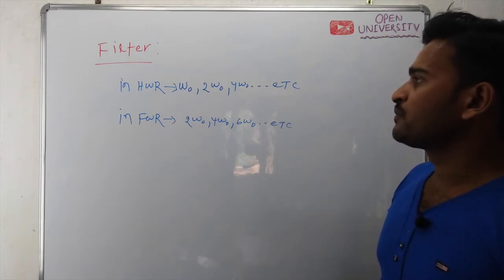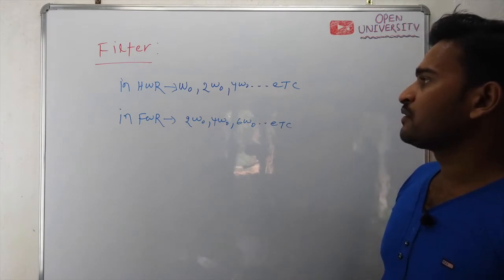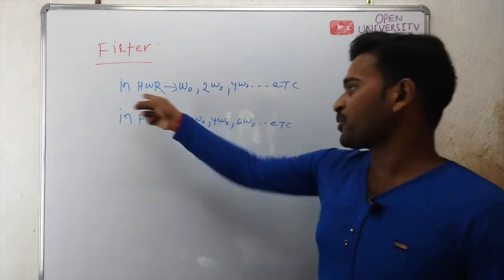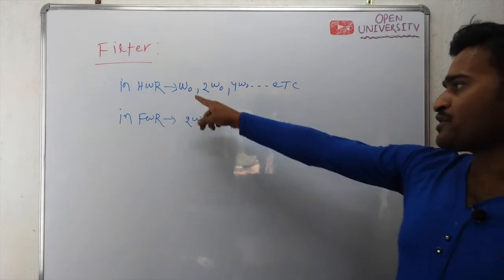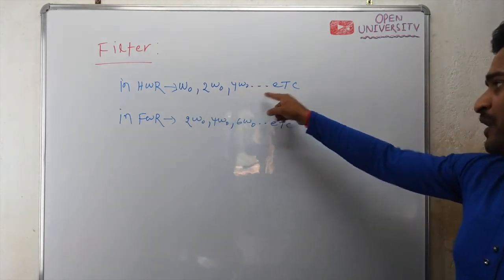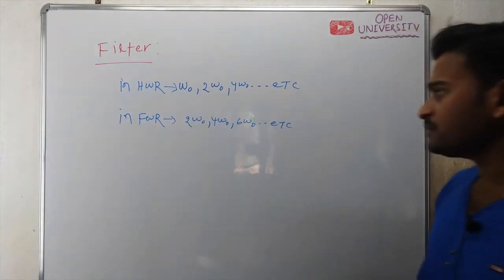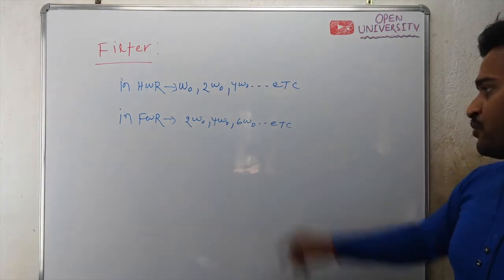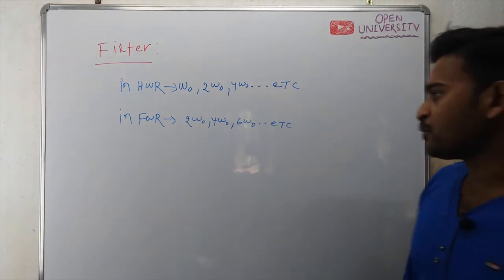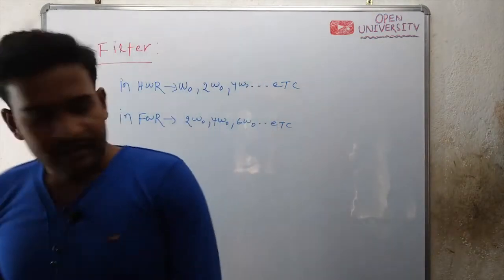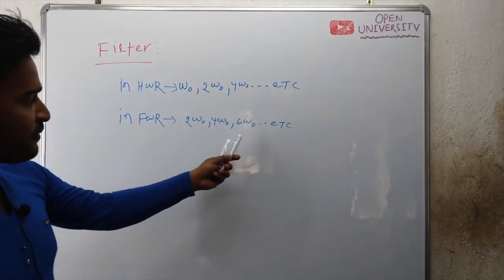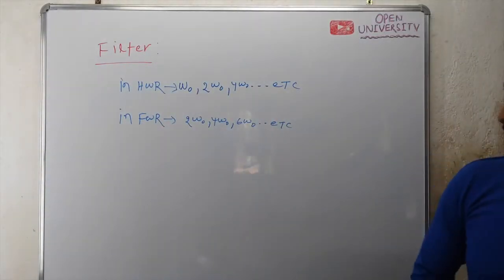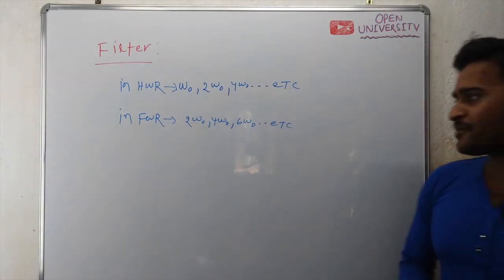Take the next point. Filter should remove AC components or frequencies like omega naught, 2 omega naught, 4 omega naught, etc. in half wave rectifier, and it should remove frequencies like 2 omega naught, 4 omega naught, 6 omega naught, etc. in full wave rectifier. Okay, filter should remove this frequency in case of half wave rectifier, and this frequency in case of full wave rectifier.